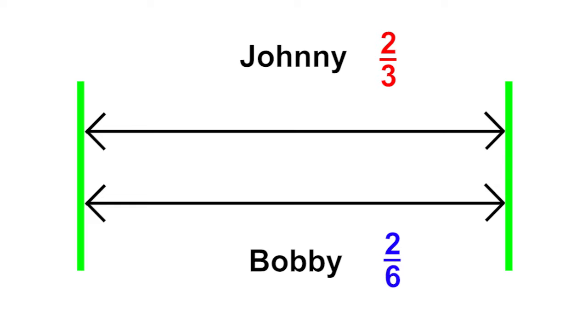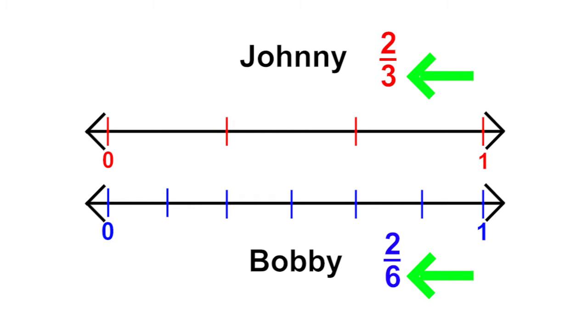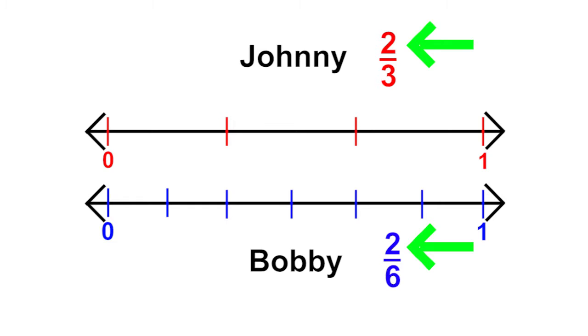To solve the problem, divide Johnny's number line into 3 equal pieces. Divide Bobby's number line into 6 equal pieces. Each denominator is different, but the numerators are the same. We should realize that 2/6 will be smaller or less than 2/3 because the 6th denominator requires the whole to be divided into more, smaller, equal-sized pieces.